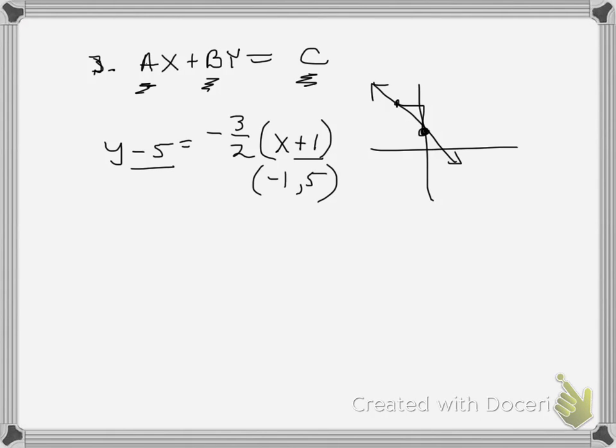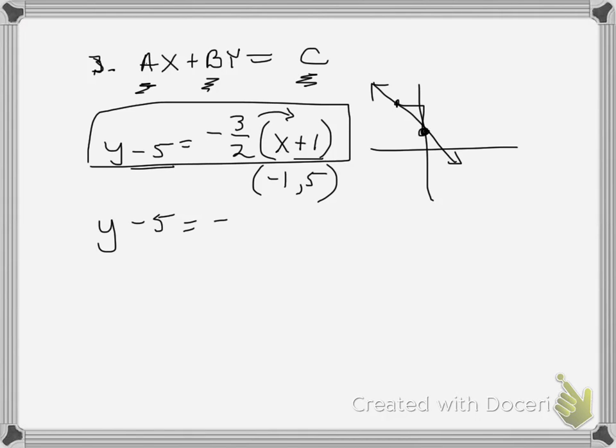It says transform the equation to slope-intercept form. Well, recall slope-intercept form, what I need is something that says y equals mx plus b. So I want to solve this equation where it just looks like y equals. Well, first I'll distribute that, and I'll say y minus 5 equals negative 3 halves x minus 3 halves. And then I would add 5 to both sides. 5 is the same as 10 halves, right?